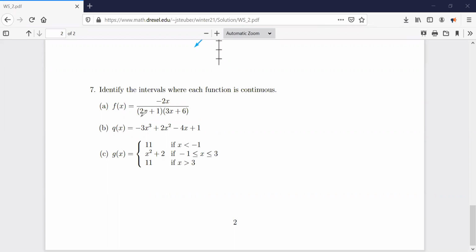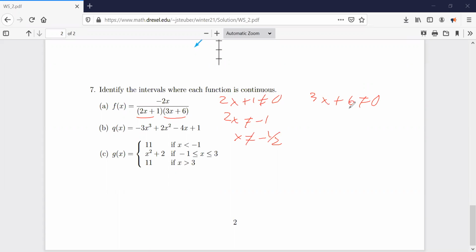So the bottom is equal to 0 when either this guy is equal to 0 or this guy is equal to 0. So we have 2x plus 1 cannot be equal to 0, and 3x plus 6 cannot be equal to 0. So that means 2x cannot be equal to -1, and x cannot be equal to -1/2.